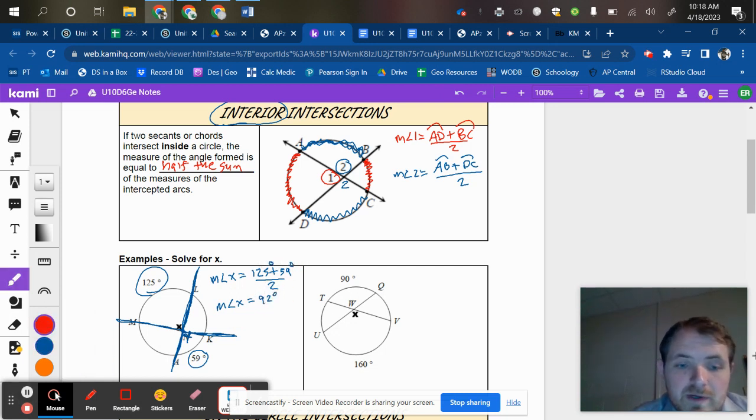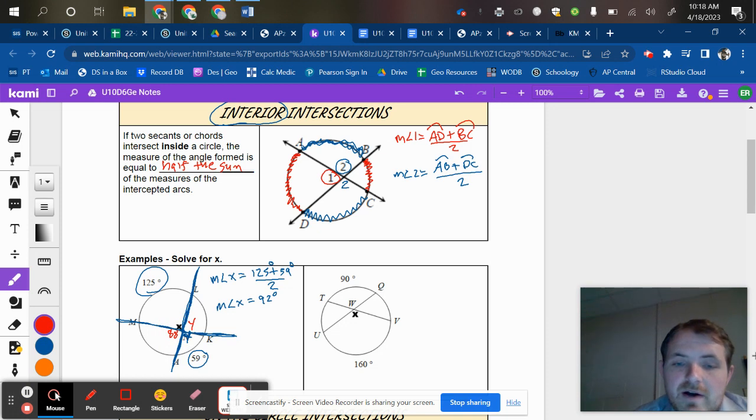If you wanted to work real hard, you could figure out angle Y. If angle X is 92, angle Y, so that red angle and that red angle, would have to add up to 180, making that 88. But that's not actually part of the question.